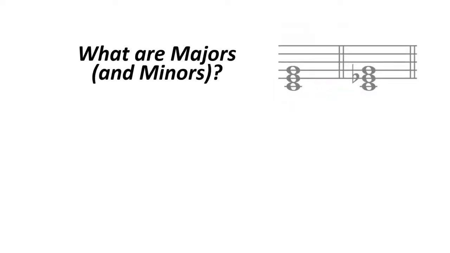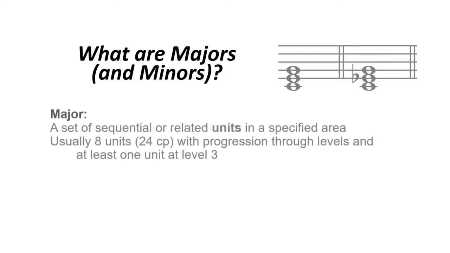In terms of majors and minors, once again, a totally misleading graphic. I apologize for that. Couldn't help myself. When we're talking about a major, we are actually talking about a sequential set of units within a specified area. So within your degree, within your course, this is your specialization. It is usually composed of 8 units worth 3 credit points each. So therefore, a major is worth 24 credit points overall.